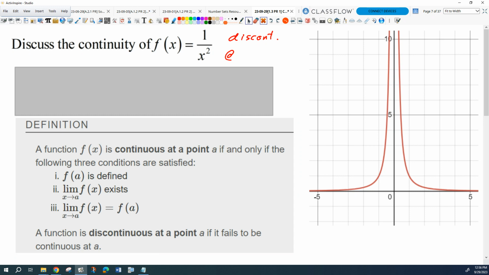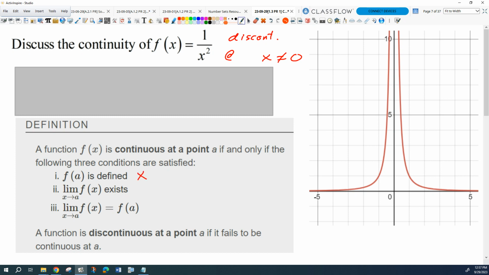Is the function defined at 0? 0 is our value of a in this case, right? Is it defined? No. The function's undefined there. The function's not defined at vertical asymptotes, and the reason being, I'd have to divide by 0. So 0 is excluded from our domain. If we wrote the domain down, it would just be x cannot equal 0, right? Okay, so we get an x.